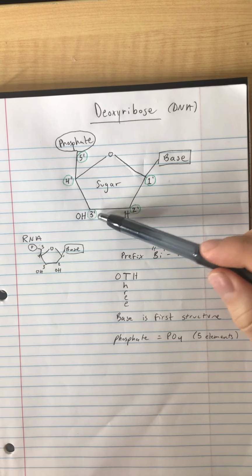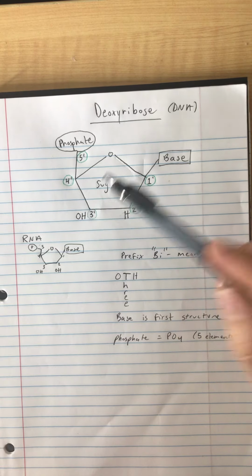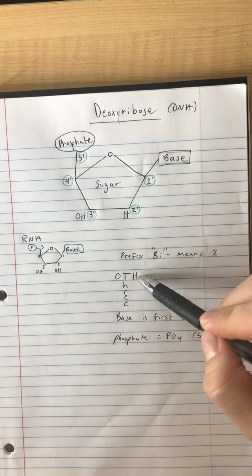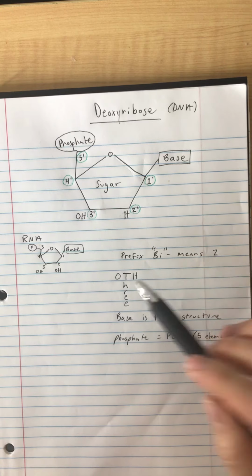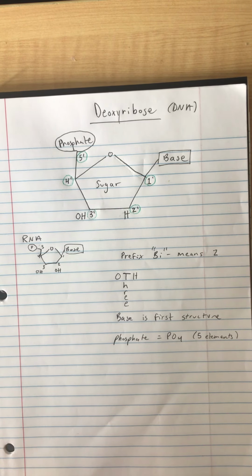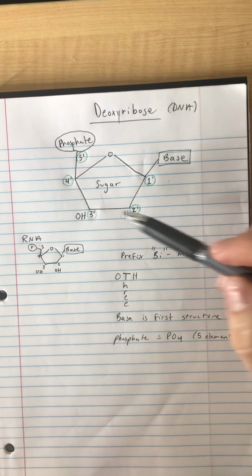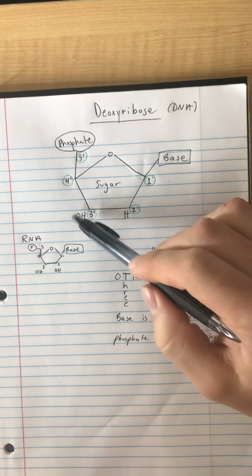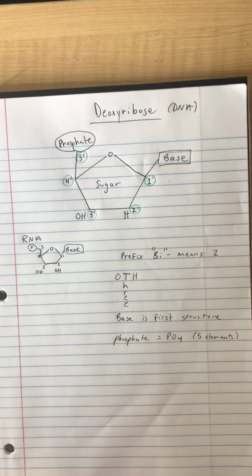With the 3' carbon, it always has an OH, so I always remember that as, if you write 3, it always has an OH around it, and that spells out oath. So I remember that RNA and DNA both have to take an oath to always have the OH here, or the hydroxyl group on the 3' carbon. The one exception to that is if it's a dideoxynucleotide, which is used in Sanger sequencing and whatnot, and that's where there's just an H there.